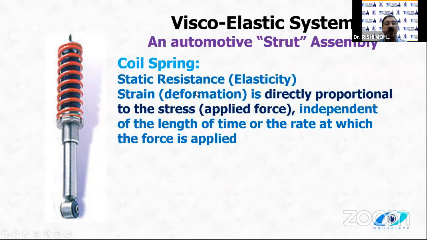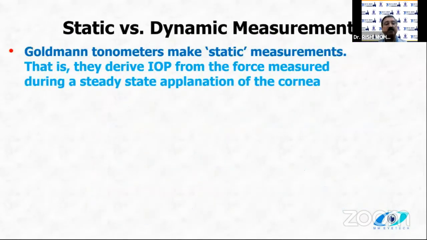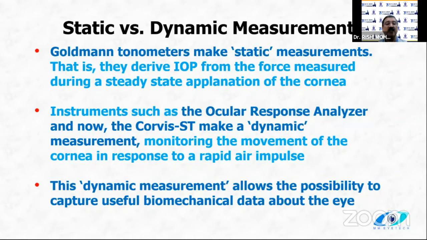The strain or the deformation that one gets is directly proportional to the stress. The more the stress or the applied force, the more is the deformation. It is independent of the length of time or the rate at which the force is applied. Whereas the viscous resistance, which comes from here, is a resistance based primarily on the speed at which the force is applied. It is these two principles in the corneal tissues which allow us to look at corneal biomechanics.